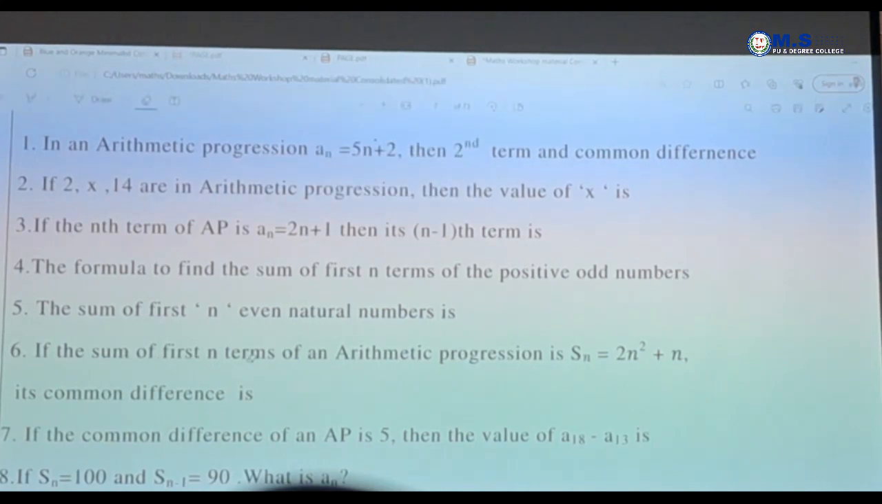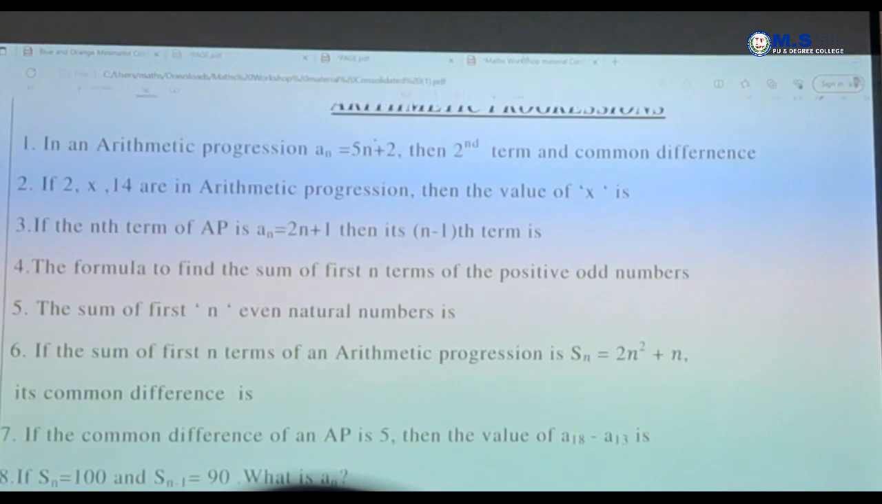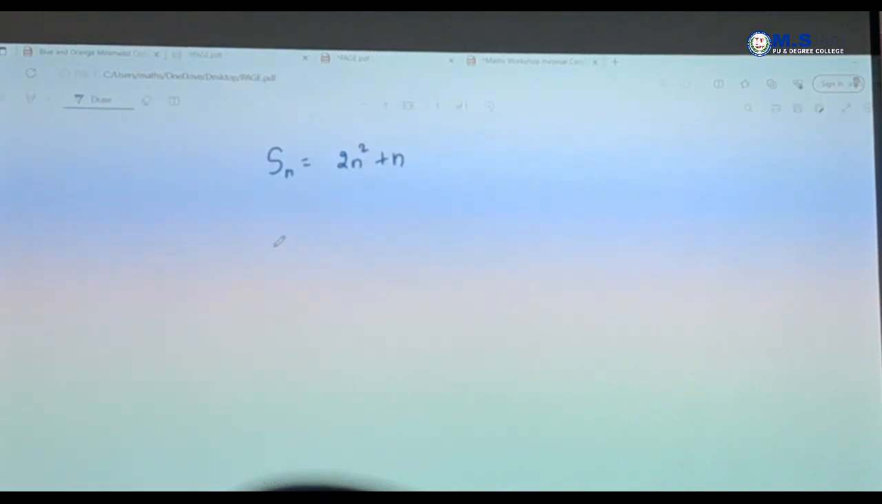Sixth question: the sum of first n terms of an AP is Sn equals 2n square plus n. Now what we need to find out? We need to find out the common difference. What is common difference? Difference of any two consecutive terms. Now we find out S1. What we get? 2 into 1 square plus 1. 1 square is 1. 1 into 2 plus 1 is 3. What is S1? Sum of one term, that is A1. A1 is nothing but a, right? Before we got a equals 3.